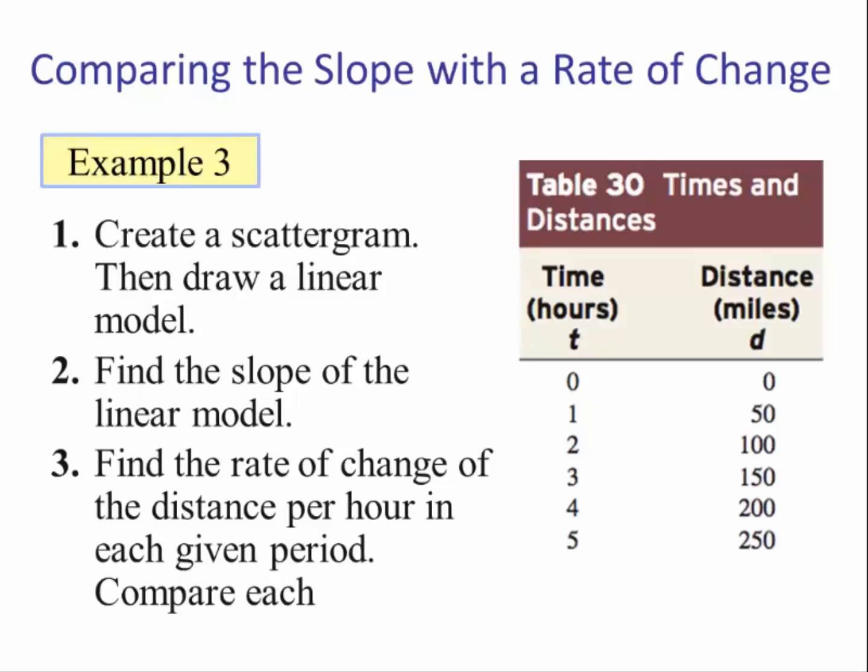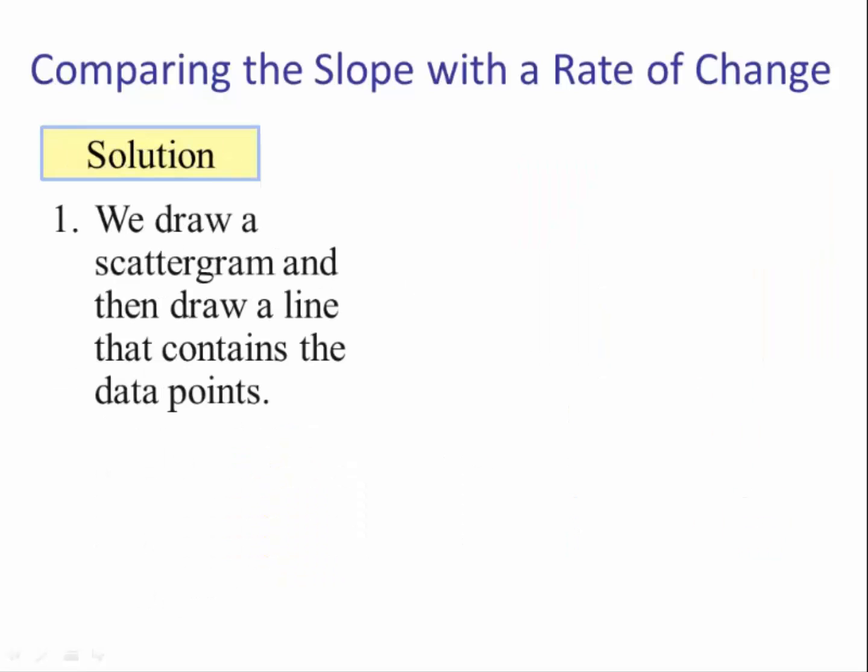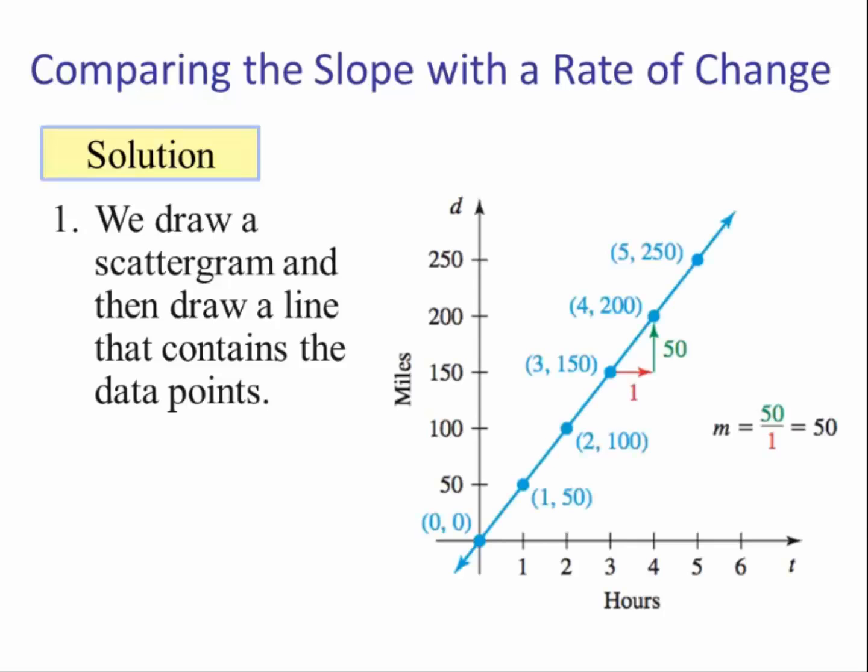Number one, create a scattergram, then draw a linear model. Number two, find the slope of the linear model. Number three, find the rate of change of the distance per hour in each of the given periods. Compare each. For this one, we'll look at two and compare them. So solution, we draw the scattergram and draw the line that contains the data points. We can see that the line goes through each and every point.